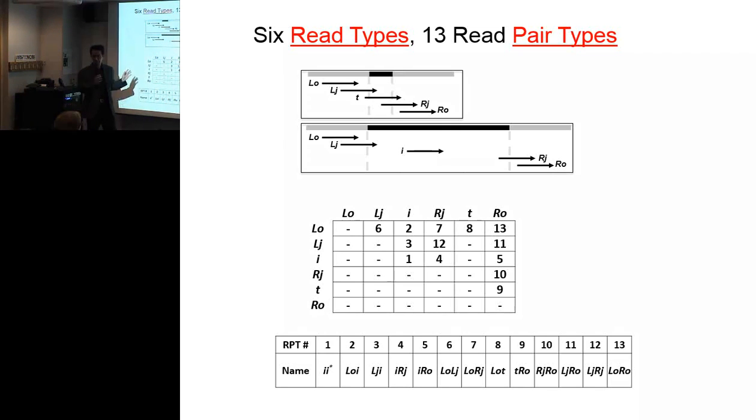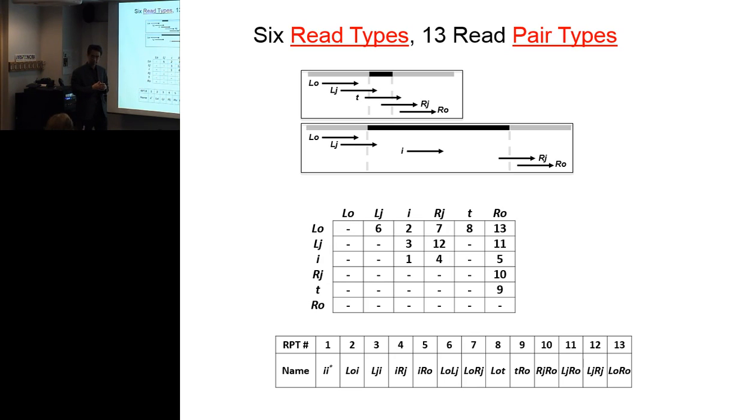So there's no time for you to mentally compute all of this, but trust me, these are the 13 possible read pair types. And then we give them names. 1 through 13 is the shorthand. More descriptive names such as II or LO-to-I. So these are the types of information we want to extract from, say, Illumina sequence data.